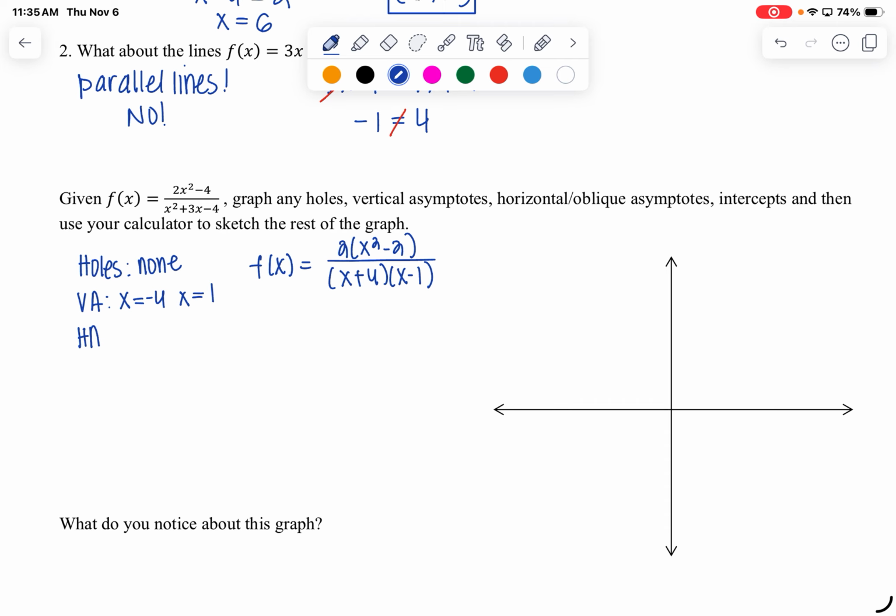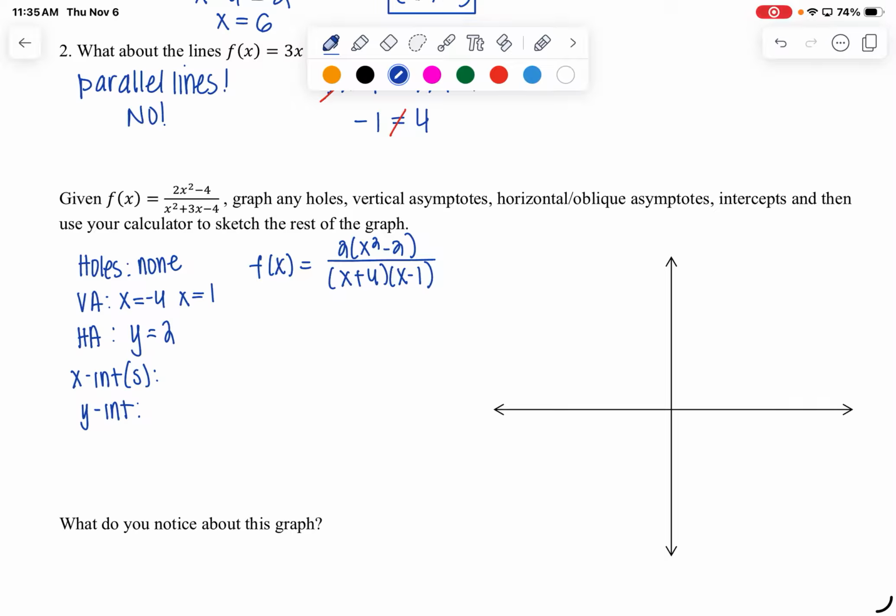Horizontal or oblique asymptote, there's a horizontal asymptote because the degrees are the same. So we are going to take a ratio of the leading coefficients, which is y equals 2. Let's get some extra points here. Let's get x-intercepts and y-intercept.